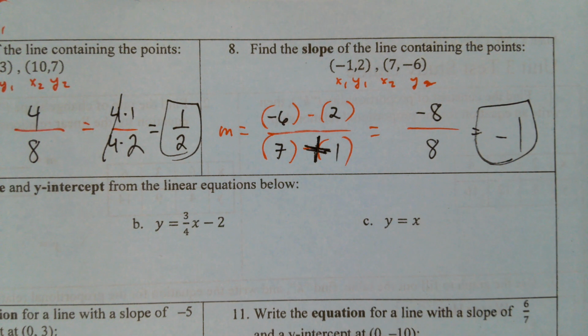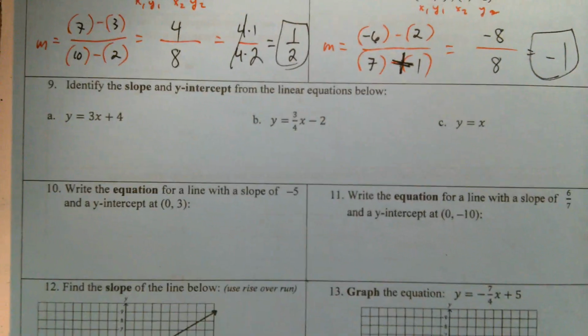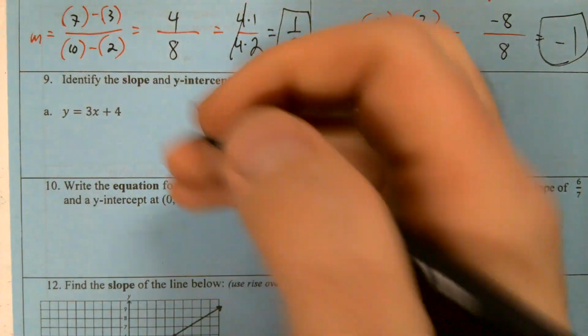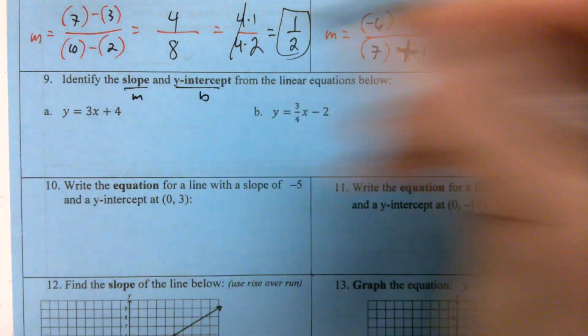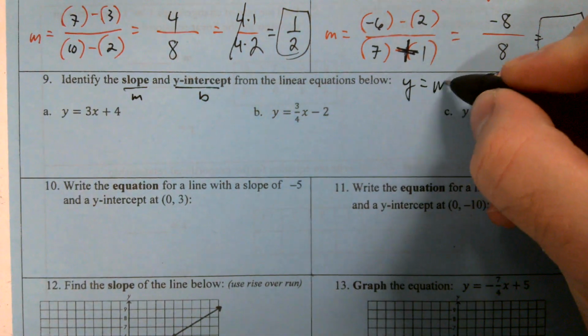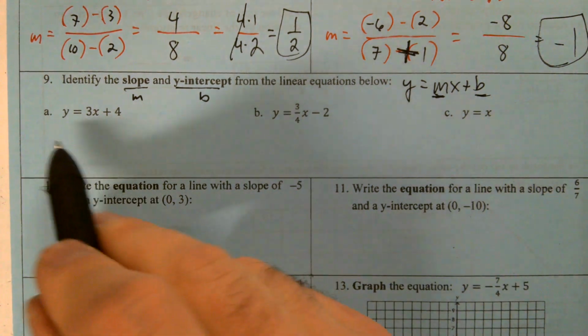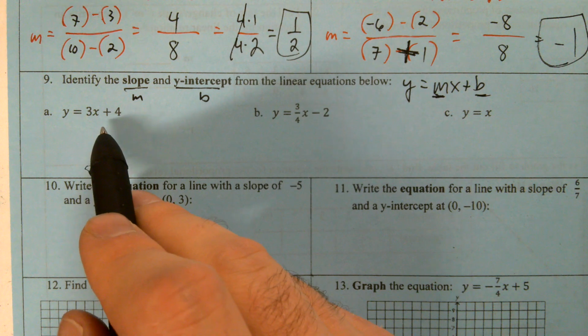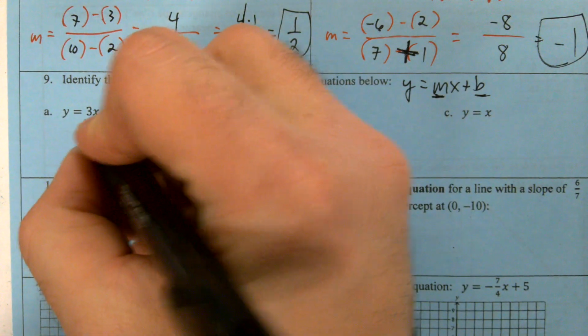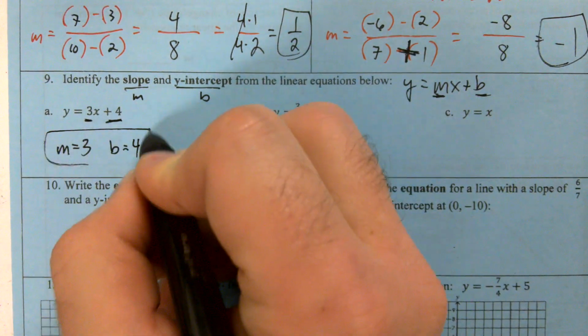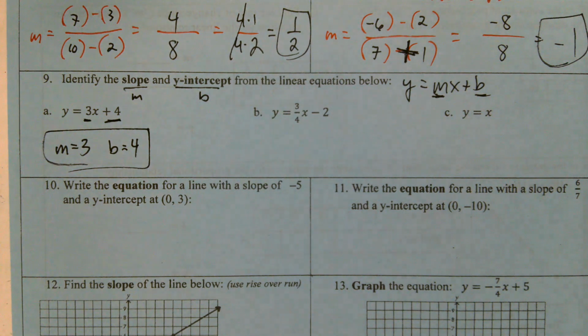So this next one, number 9, comes from worksheet 16. I think it was last Monday we did it, a week and a day ago, 8 days ago. All you got to do is identify the M and the B. As long as you remember the formula, y is equal to mx plus b, or yo mama's ex-boyfriend. So in A, y is equal to mx plus b. M would be 3, and b would be positive 4. That's all you have to do, is identify, that means look for and write down your M and your B.